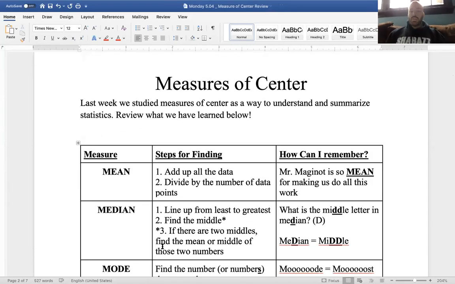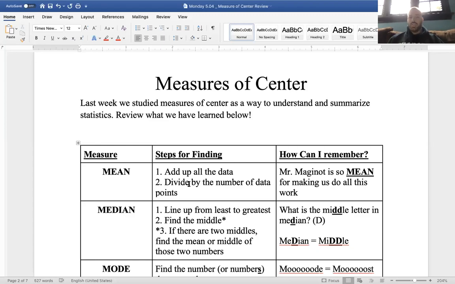Last week, we studied measures of the center as a way to understand and summarize statistics. Today, all we're doing is reviewing that information and making sure that we have it all the way down. So last week, we learned mean. Mean was when you add up all the data and divide by the number of data points that there are.